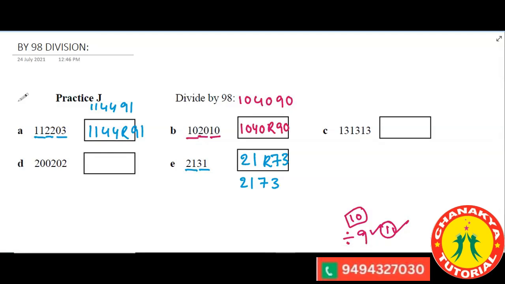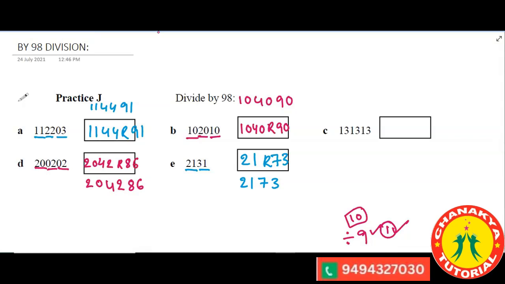Sai Krishna? Sir, the D one. First, we'll write 20 as it is. The double of 20 is 40. 40 plus 2 is 42. Then double of 42 is 84. 84 plus 2 is 86. So the answer is 2042 with remainder 86. Good, correct.